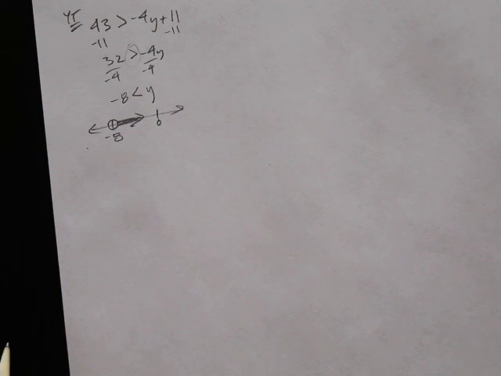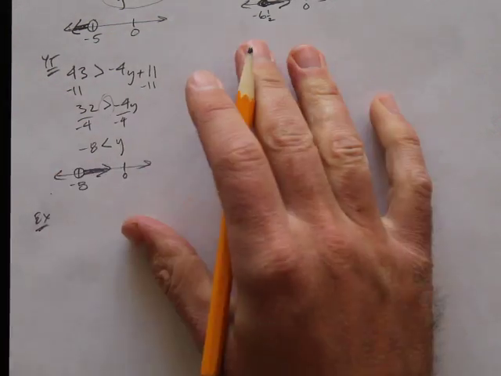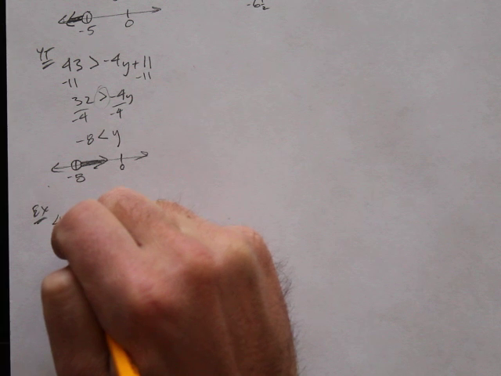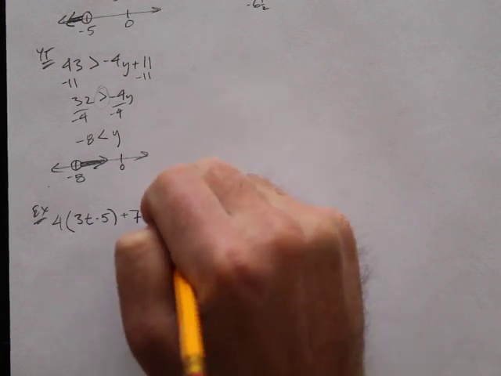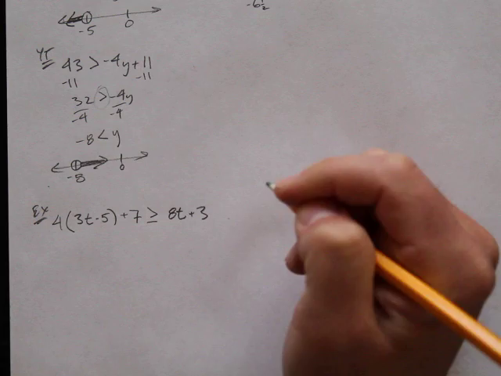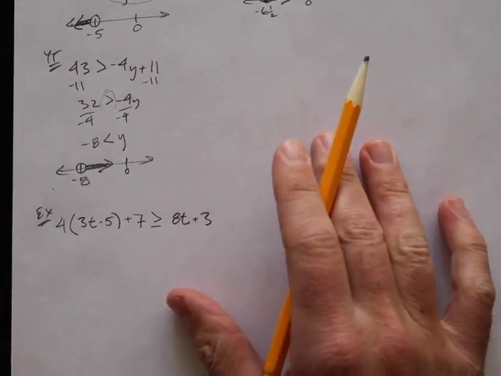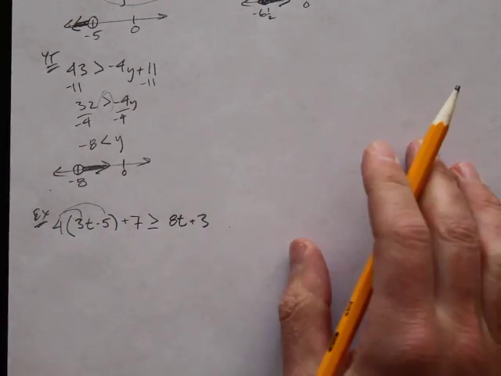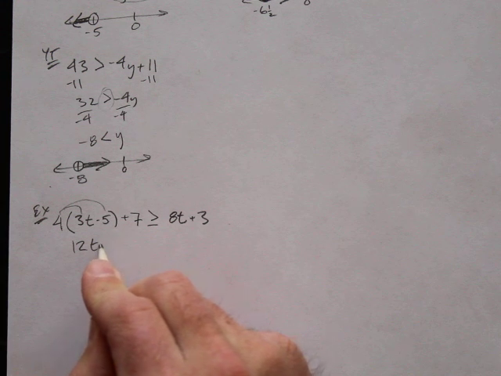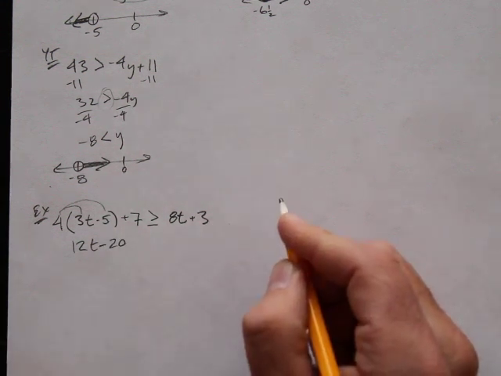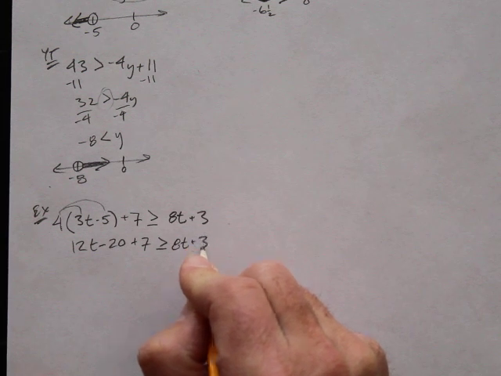I've got here another example. 4 times 3t minus 5 plus 7 is greater than or equal to 8t plus 3. So now I have to go ahead and distribute this 4 to both of those terms. So 4 times 3 is 12t. 4 times 5 is 20, I'm going to keep this negative sign here, this minus, plus 7, greater than or equal to 8t plus 3.